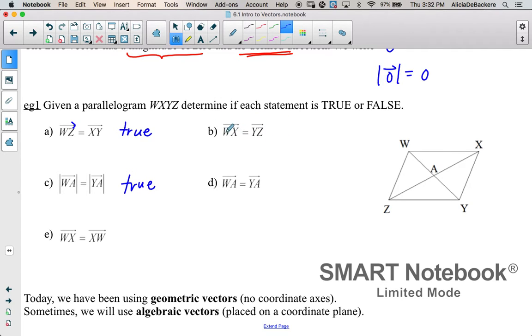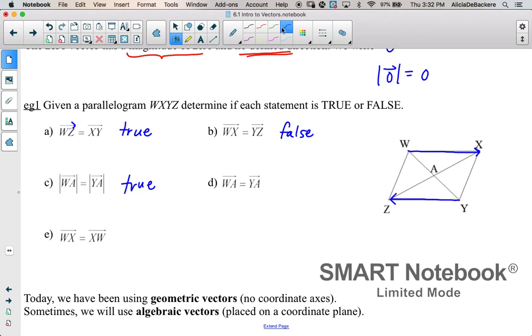Part B says going from W to X, so again, the arrow is at the X, is equal to going from Y to the Z, and again, the arrow is at the Z, the head is at the Z. We call Y the tail. And so this statement here is saying that they're equal. Now remember, for two vectors to be equal, they have to have the same magnitude. These guys do. But they also have to have the same direction, which these guys do not. So this is a false statement.